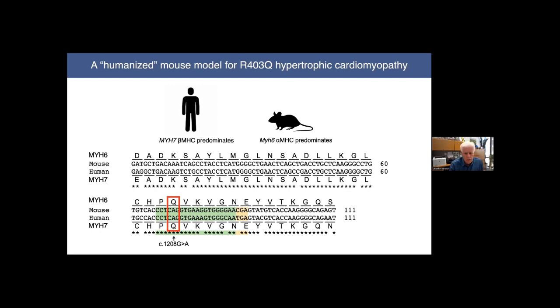And so we generated mice in which we introduced 75 nucleotides spanning this region of the mutation. We introduced those into humanized mice, and then we could test our human guides in this mouse model.